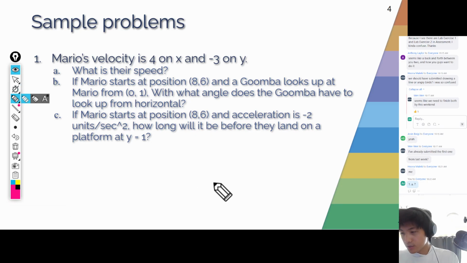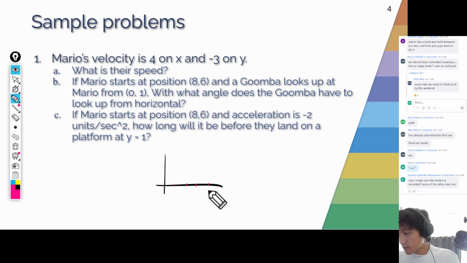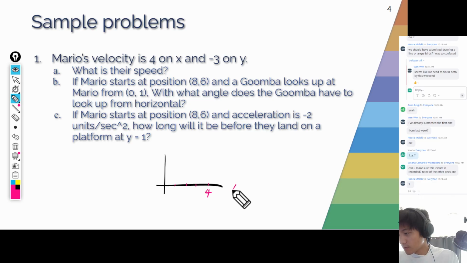All right, here's how I expect us to solve it. You have a velocity of 4 on x and negative 3 on y. So let's draw a picture. You create a graph. You have an origin, 1, 2, 3, 4 on x. That's 4. And then let's do green for y. 1, 2, 3, 4. This is about negative 3.